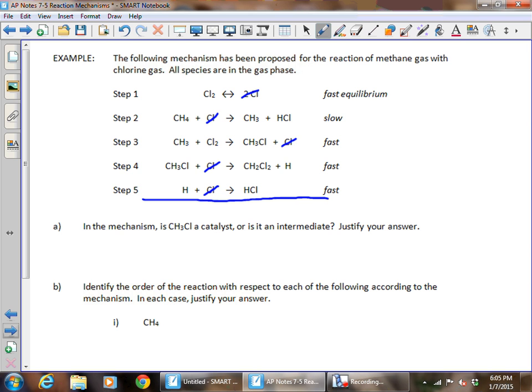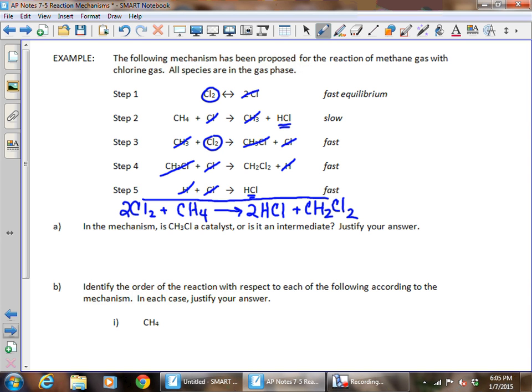So those are canceling out. We've got a CH3 canceling here and here. We've got a CH3Cl canceling here and here, and H's canceling. Can we cancel anything else? I can't see anything else that will cancel, so what we end up with is Cl2. In fact, there are two Cl2s here and here, plus CH4, forming, looks like we've got two HCl's here, plus CH2Cl2. So there's our overall reaction.